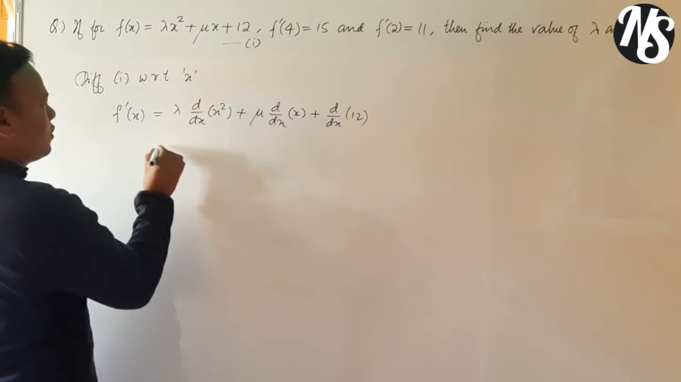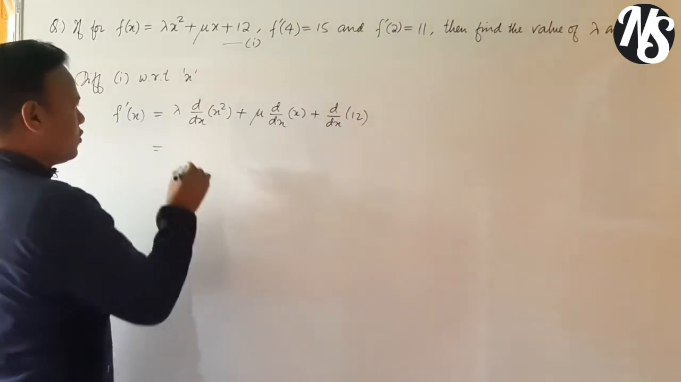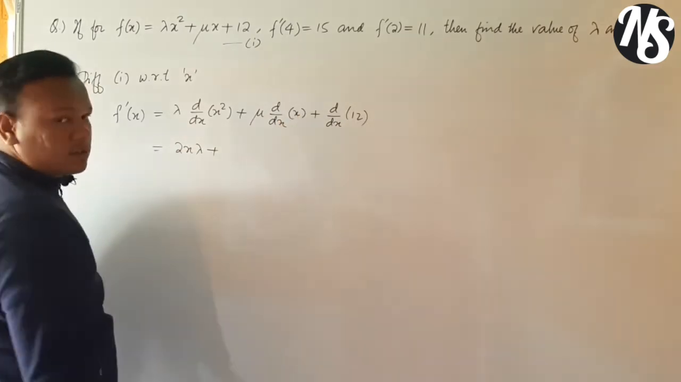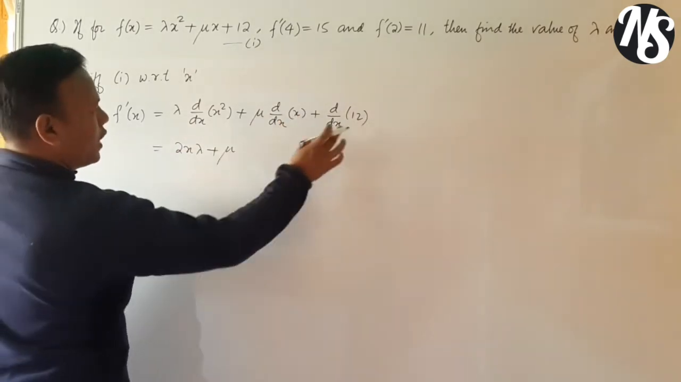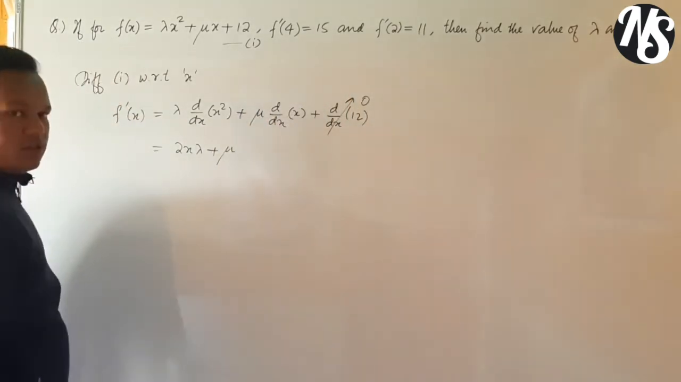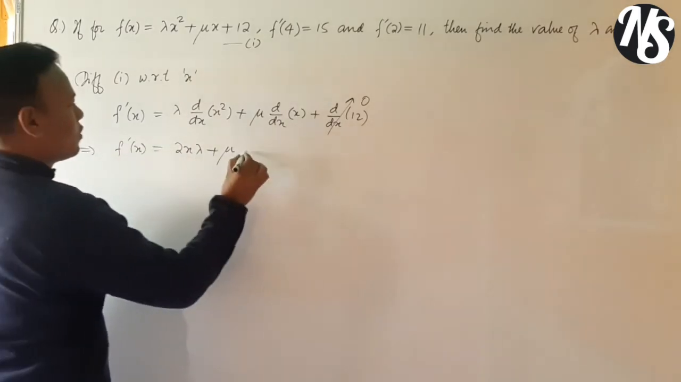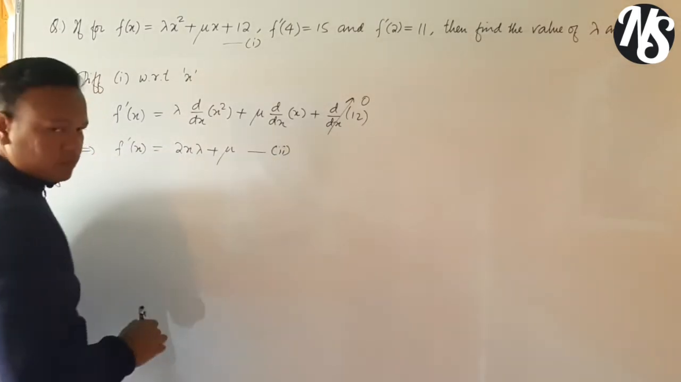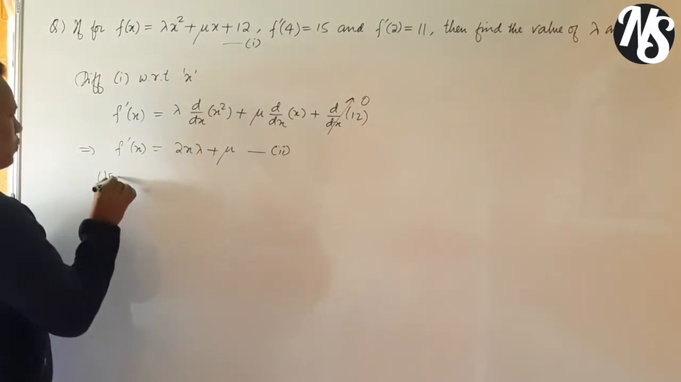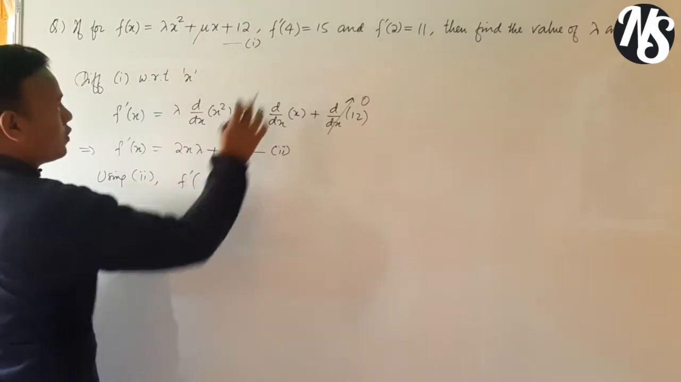So how much is this? The differentiation of x square is 2x, so this will be 2x lambda, plus the differentiation of x is 1, so this will be mu, and the differentiation of this is equal to 0. No need to write 0, isn't it? So this is my f dash of x. Let me call this equation number 2. So using 2, let's find what is f dash of 4.